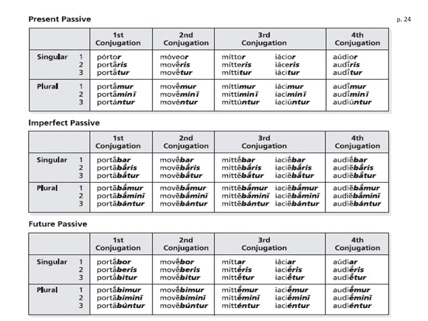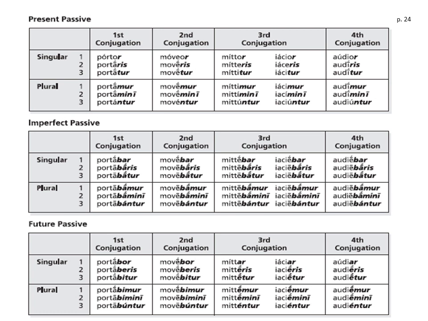Here's a chart. This is on page 24 of your book, and it lists the present, imperfect, and future tenses of our four verbs that we've seen, porto, moveo, mitto, and iaceo, and audio, but they're passive. So you can see there in the top, the present passive, our endings, -r, -ris, -tur, -mur, -mini, -ntur, are placed on the end of the present stem plus a vowel. We still have the vowel of A in the first conjugation, long E in the second, a short I in the third, and a long I in the fourth.